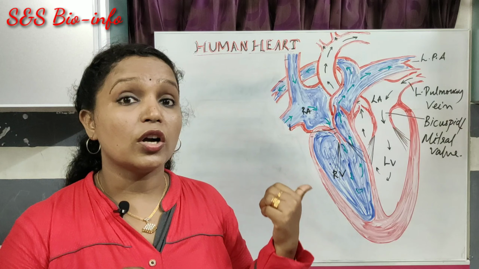The systemic aorta divides to form arteries. You can see the arch, that aortic arch that is directed to different parts of the body. That means the blood is pumped into different parts of the body through arteries. That is about the systemic aorta. Then pulmonary veins.